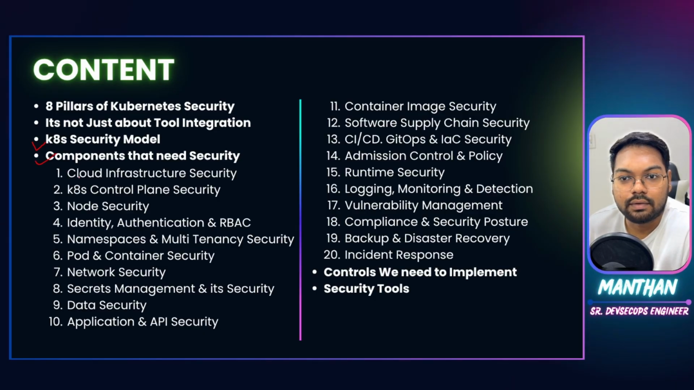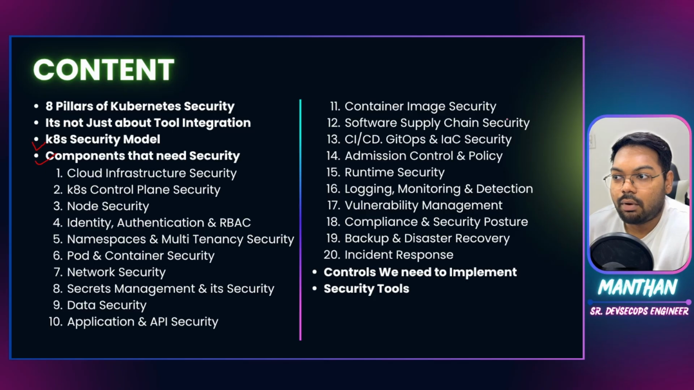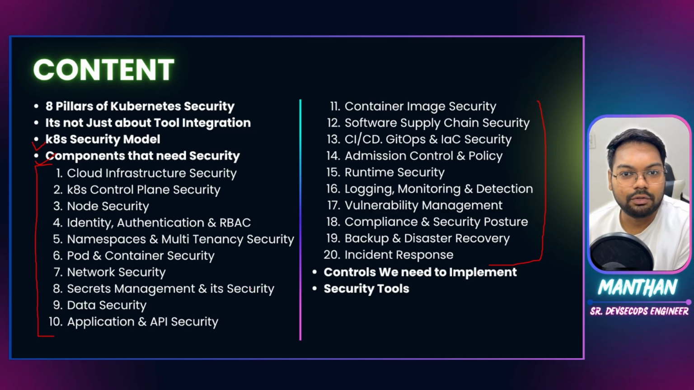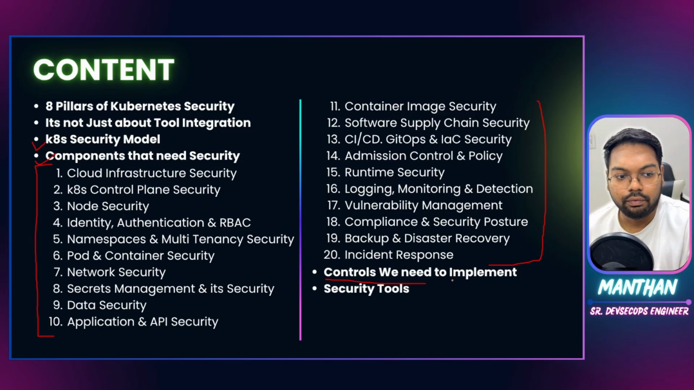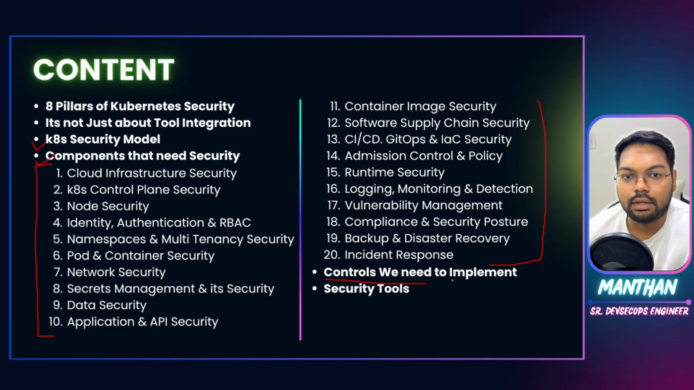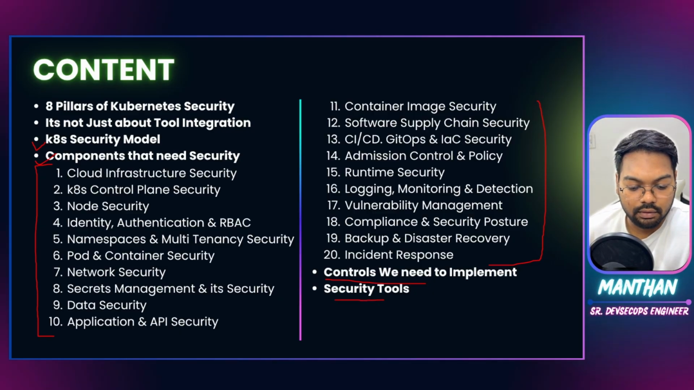Then there are different components that need security. There are about 20 things that we are going to discuss in this section, so it would be a long video. Hopefully we will try to cover as much as possible in this one video, so it would be a Kubernetes security one shot video for you guys. Then at the end we will be looking at what things we can implement, what different controls we need to implement as part of a Kubernetes security maturity model, and then different security tools that will help us achieve that.